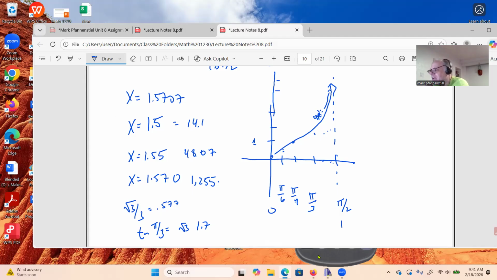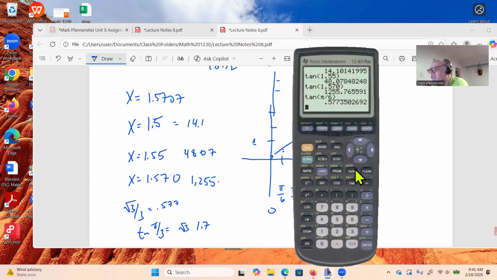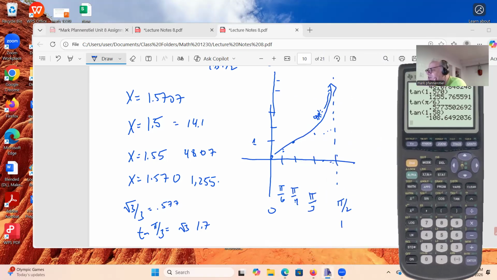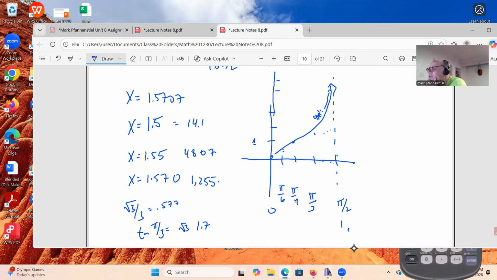Let me see what happens if we go a little bit past pi over 2. What if we try the tangent of 1.58? It's a little bit bigger than 1.57. So if I say the tangent of 1.58, where's my tangent? 1.58 is at negative 108. So as soon as we cross over, we're way down here. So there's an asymptote on the other side. We're down in these depths, and as we get further and further away from pi over 2 on the other side, we're going to end up back over here.